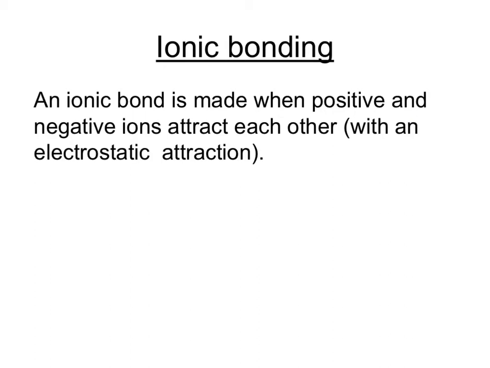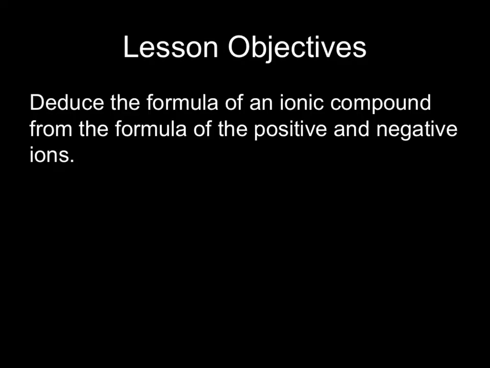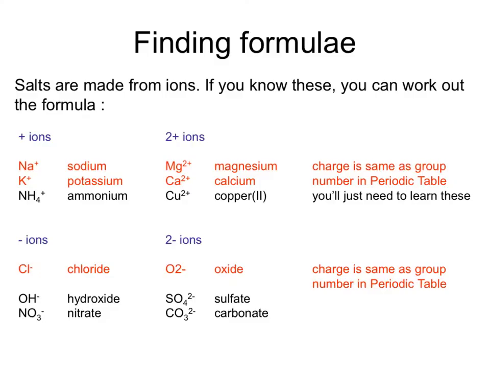These ions that are made have got opposite charges and they attract each other by what's called electrostatic attractions or ionic bonds. So ionic bonds are made when positive and negative ions attract each other. A skill you need to know is to be able to work out the formula of an ionic compound given the formula of the positive and negative ions that make it up. Here's a selection of different ions, and don't be alarmed, you don't need to learn these, they will be given to you. However, many of them can be derived from the group that the element is in.